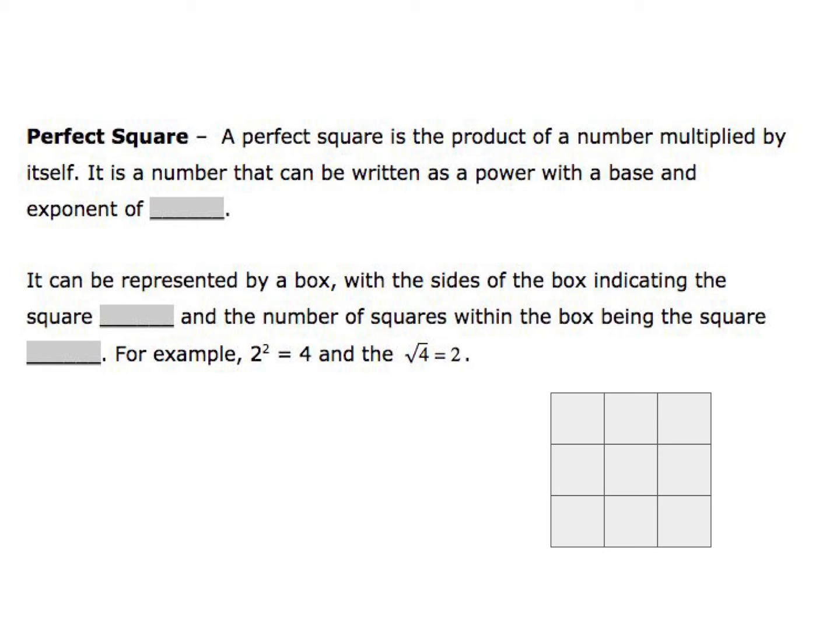Just a little quick review about perfect squares. A perfect square is the product of a number multiplied by itself. It is a number that can be written as a power with a base and an exponent. The exponent of a squared number will always be 2. So in our little diagram here, we have side lengths of 3. And the sides of the box are the square roots, which we'll learn more about in our next unit. And the number of squares within the box, or the area, is the actual square number.